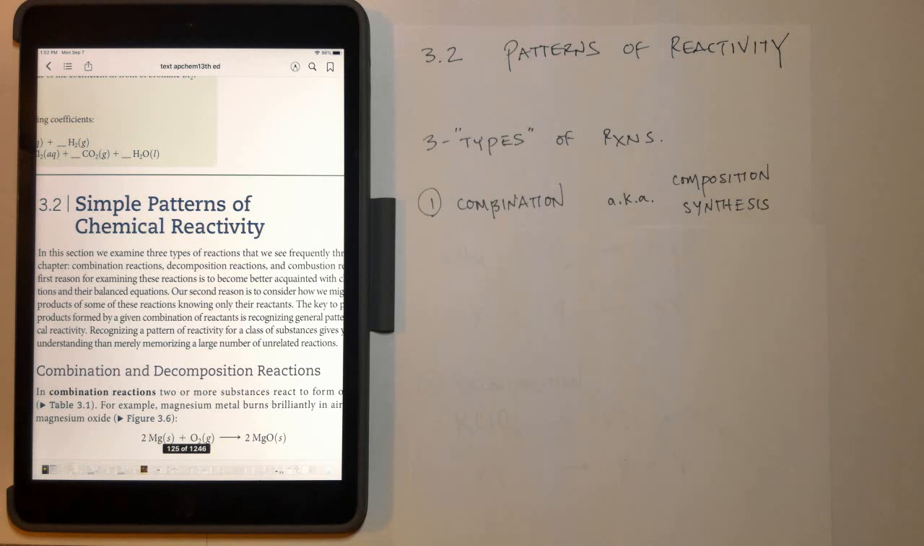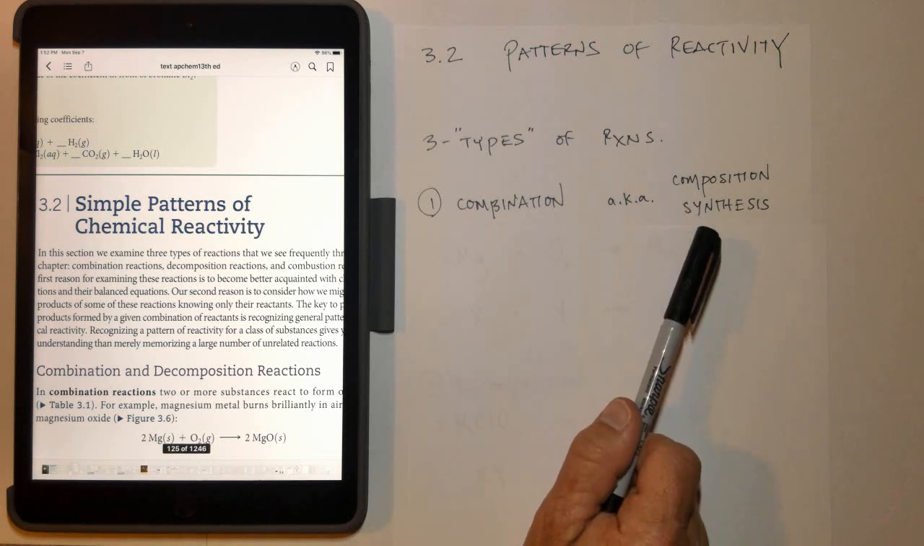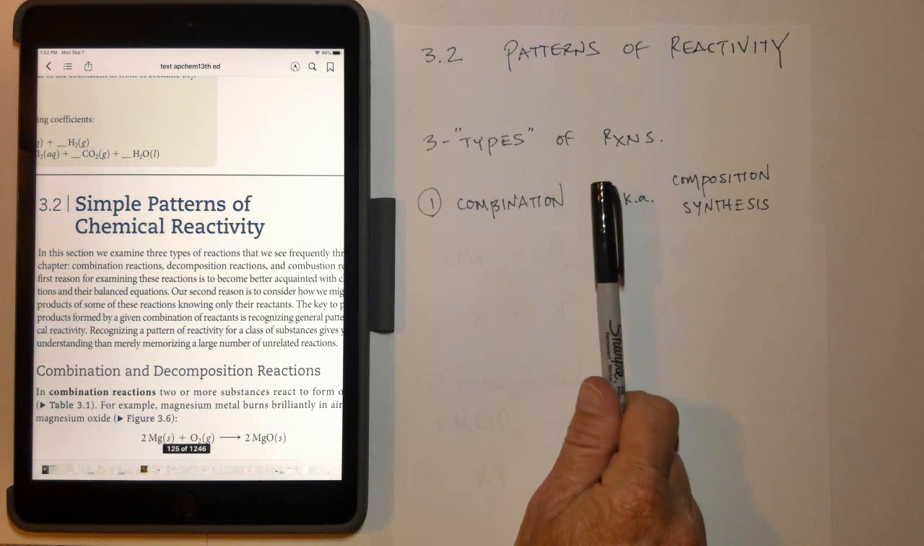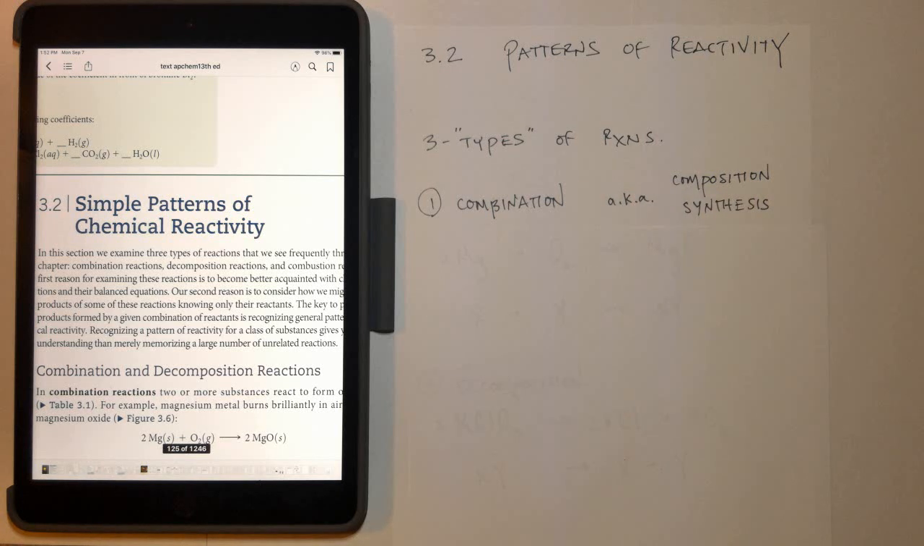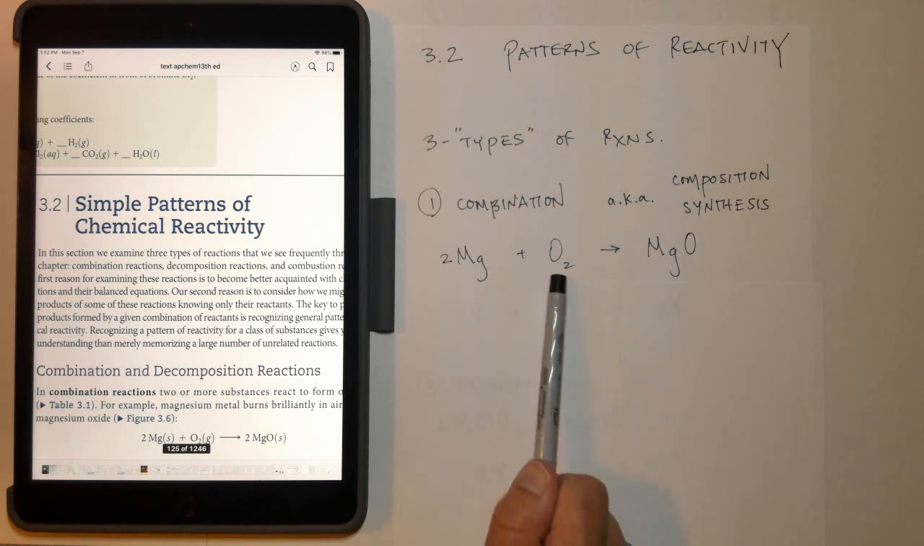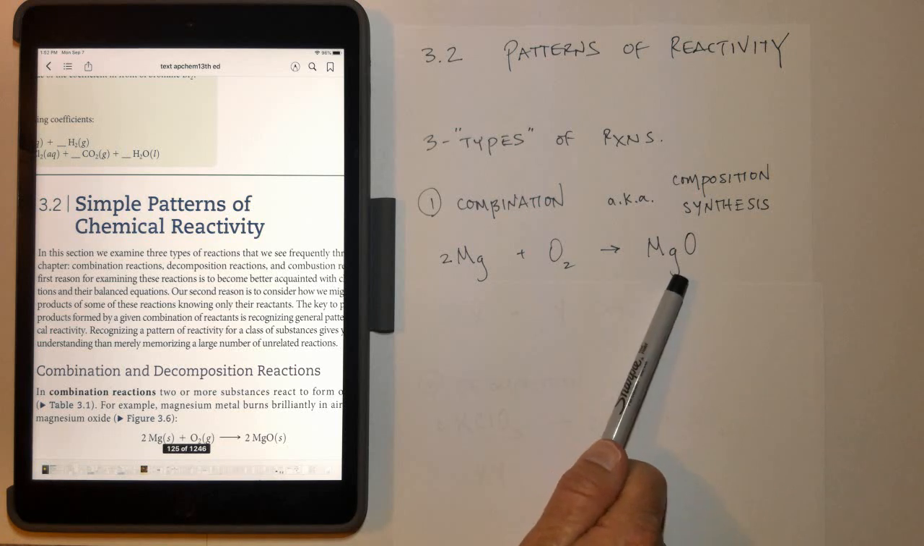Combination reaction has 2 other names, just to be confusing. One is called composition, and the other one is called synthesis. They all mean the same thing: combination, composition, or synthesis. Here's an example of a combination or synthesis reaction. Take magnesium, combine it with oxygen, and it makes magnesium oxide.